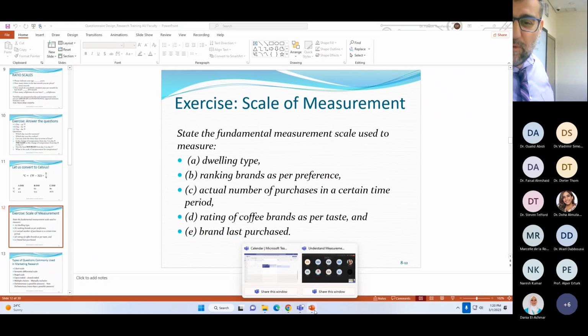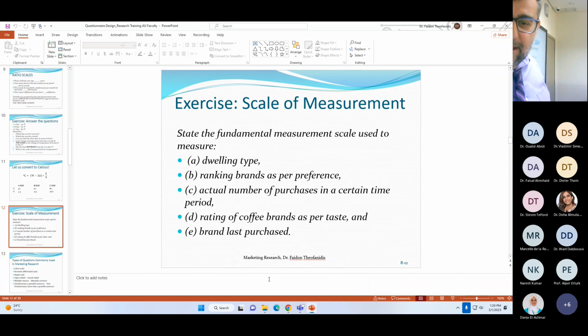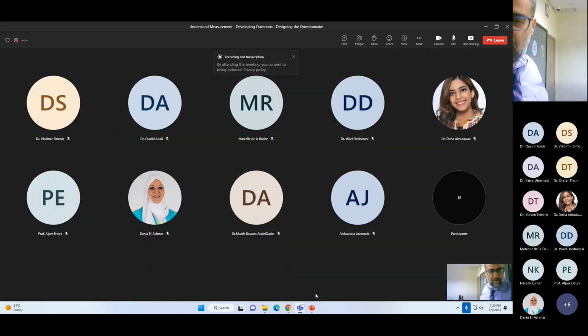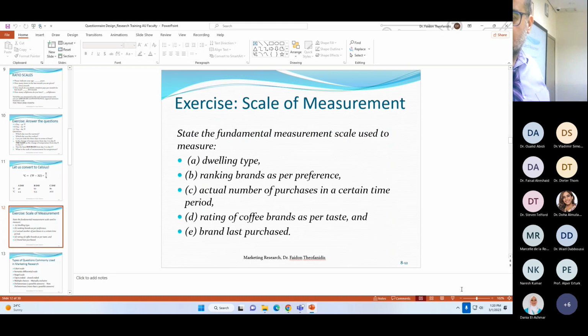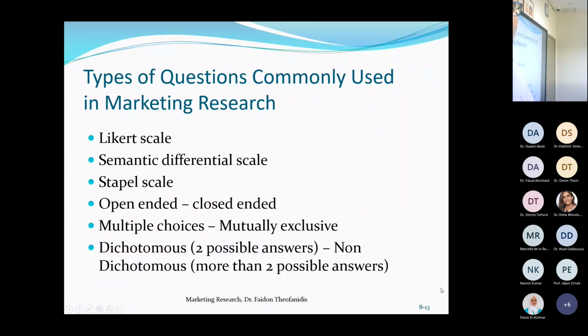Okay. Let's move on to the next important topic, which refers to what Dr. Vladimir told me to talk about, the types of questions commonly used in any kind of research. Here you will see the term marketing research because I'm teaching this in the marketing research class, but it is valid for any kind of social research. It helps design questionnaires. Exactly.